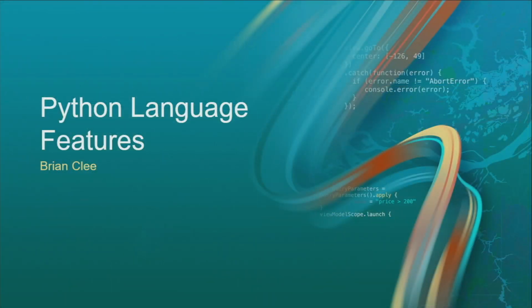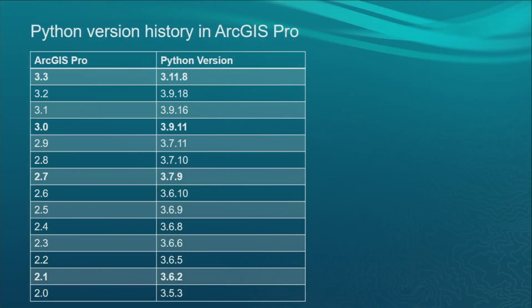let's talk about some of the Python language features. If you've been using Pro for a while, you know that we've had Python in Pro since at least 2.0, where we had Python 3.5 included. After Pro 2.0 and 2.1, we upgraded to 3.6, and that was when we were on our longest stretch of one Python version. From 2.1 to 2.6, we were on 3.6.